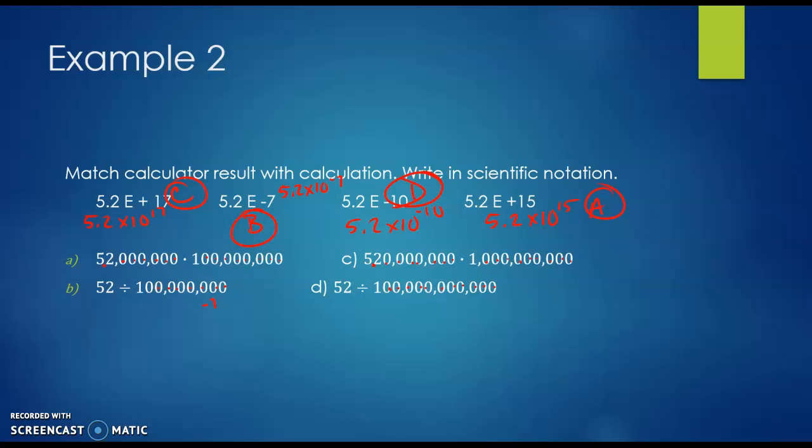And I believe that is it for an intro to scientific notation. Next video, we're going to talk about scientific notation with big numbers.